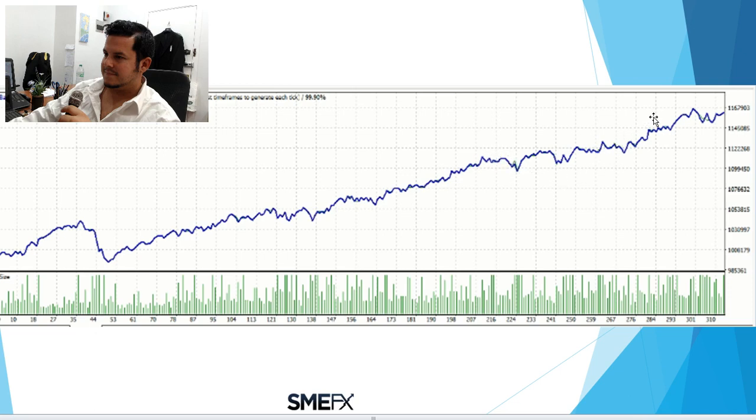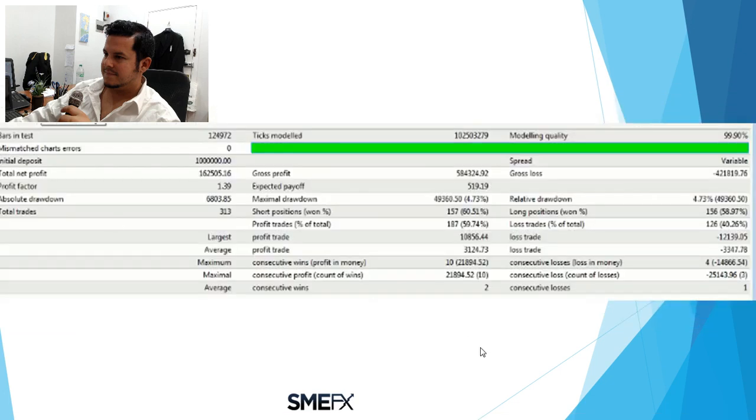So let's look at the numbers. You see, this one in particular has almost a 60% win ratio. But this together with an average profit per trade of around 3.12K and average loss of 3.34 or 3.35K. So that's very balanced. If you are able to get this kind of trade frequency with this balanced average win-loss, you have a money maker. You have a money-making machine. And look, this is reflected. The profit factor 1.39 and expected payoff 519.